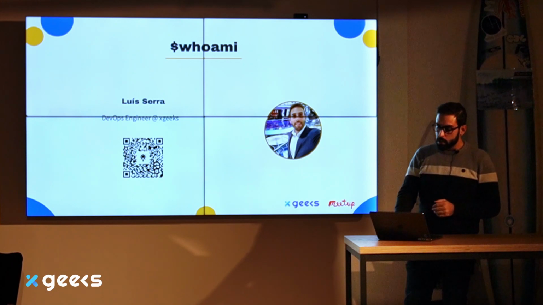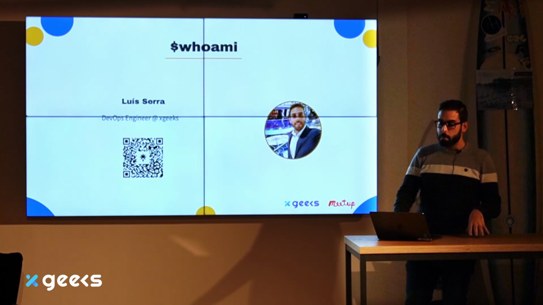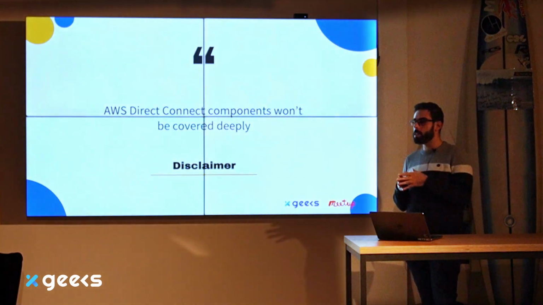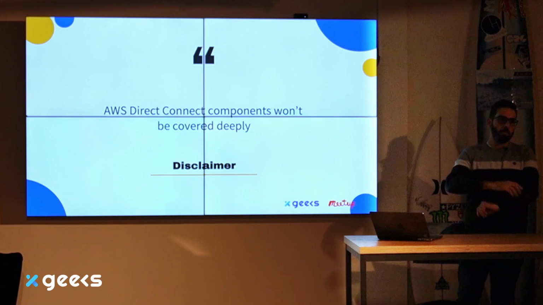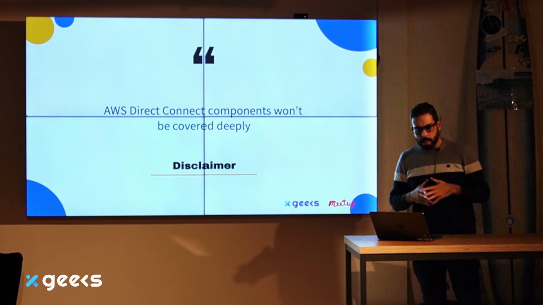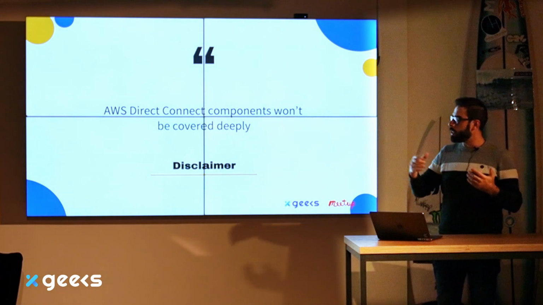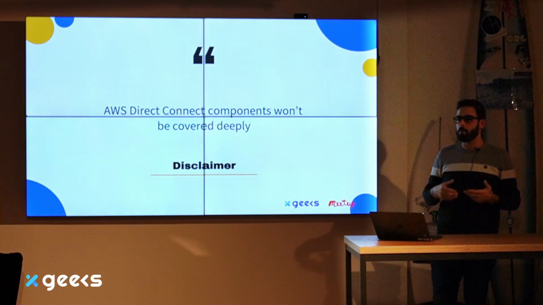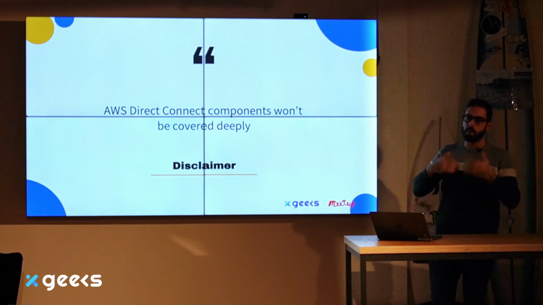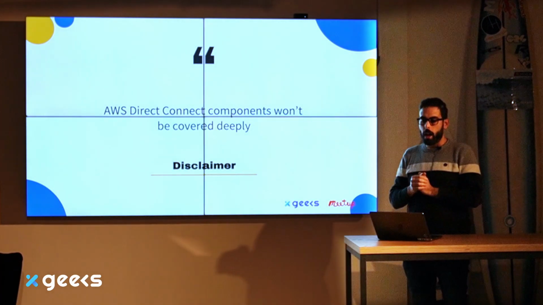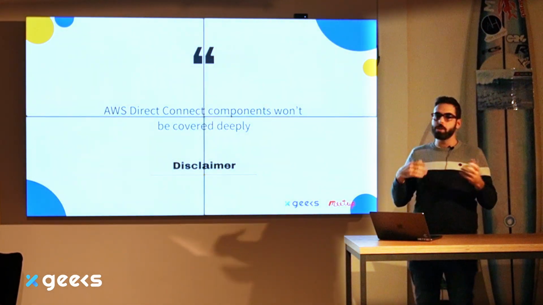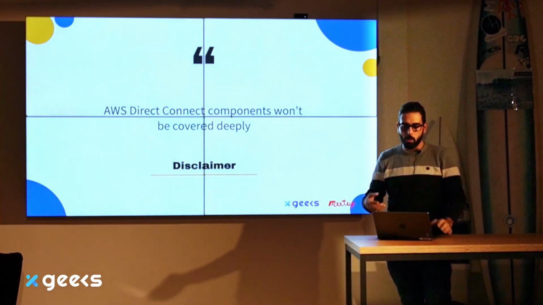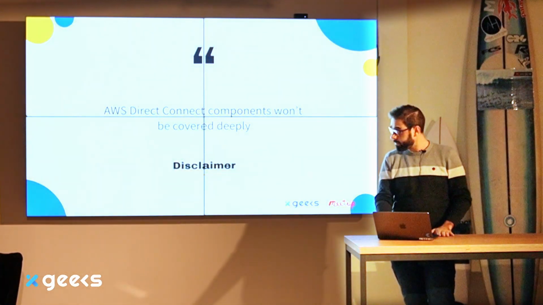Okay, so to start my presentation, I want to make a small disclaimer. AWS Direct Connect components won't be covered deeply. What I mean by this is that there are several components inside this AWS product, and you have to choose which one of them makes sense for your purpose, your scenario, your environment. So I will try to explain which of them we used, but we won't cover it very deeply, and why we implemented it like that, okay?